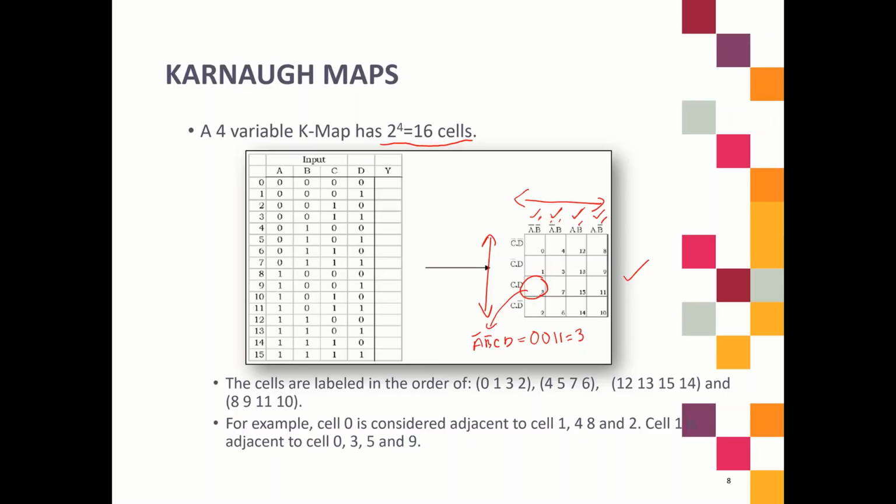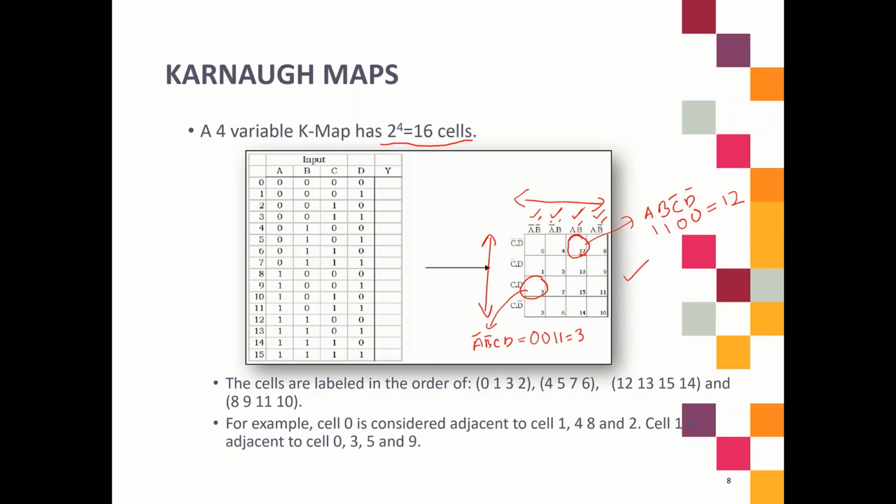Another example, we look at this cell. The product term is A, B, C bar, D bar, which equals 1, 1, 0, 0. 1, 1, 0, 0 in decimal is equal to 12. So that's why this cell is labeled as 12. The number inside this cell is equal to 12.